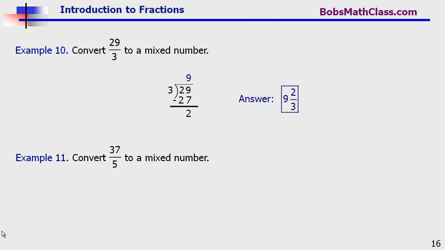37/5. Same thing, divide 5 into 37. So the answer will be 7 2/5. The denominator of the fraction is always the number that we're dividing by, the 5. So 7 2/5.